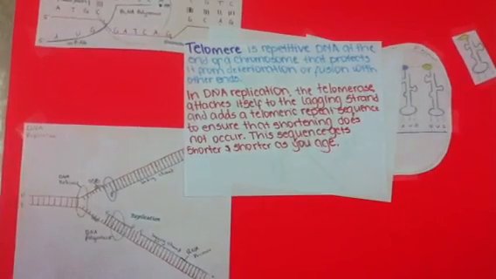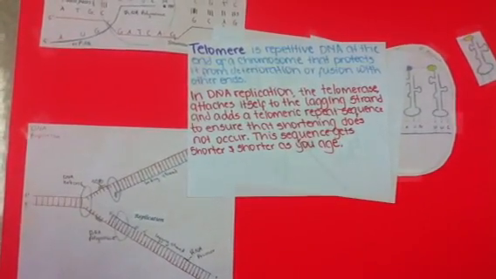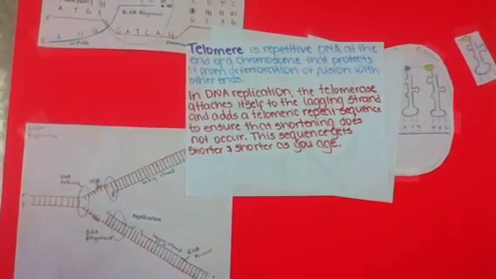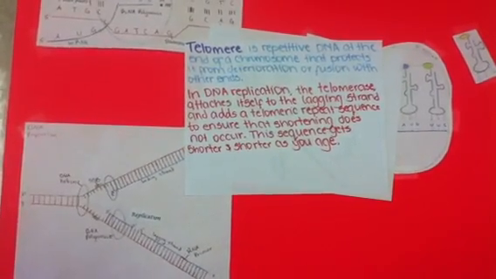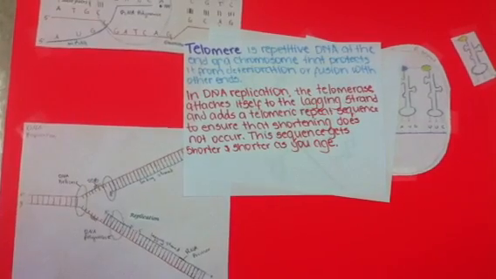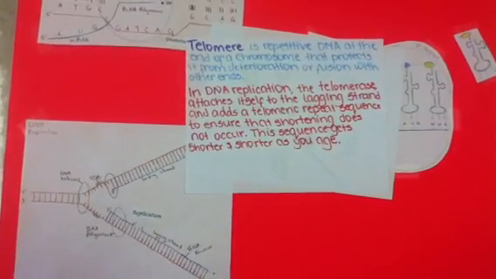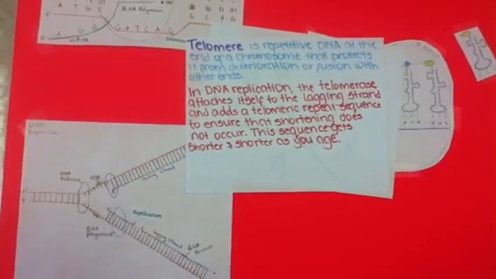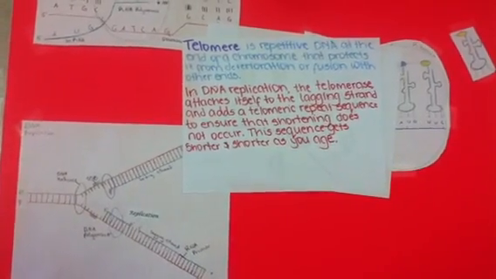Telomere is repetitive DNA at the end of a chromosome that protects it from deterioration or fusion with other ends. In DNA replication, telomerase attaches itself to the lagging strand and adds a telomeric repeat sequence to ensure that shortening does not occur. The sequence gets shorter and shorter as you age.